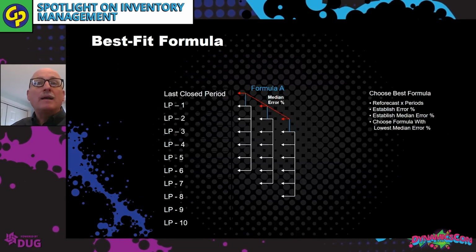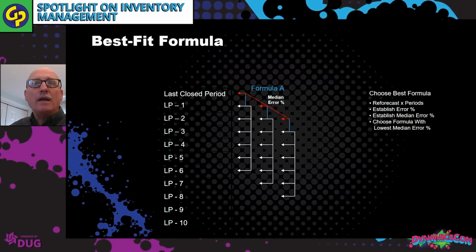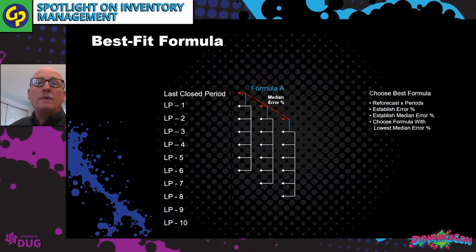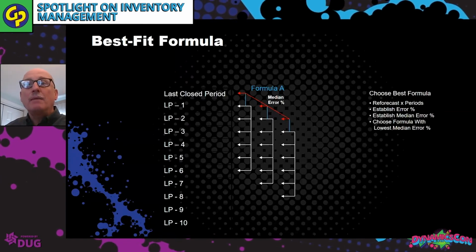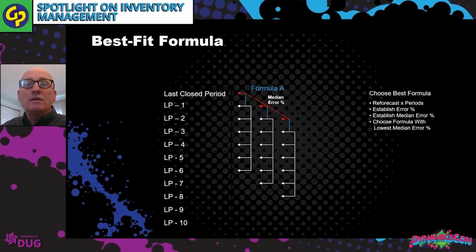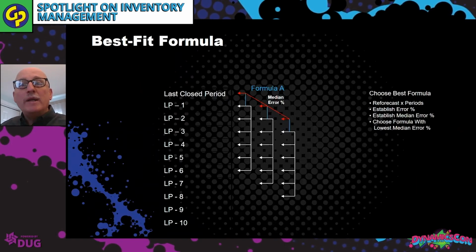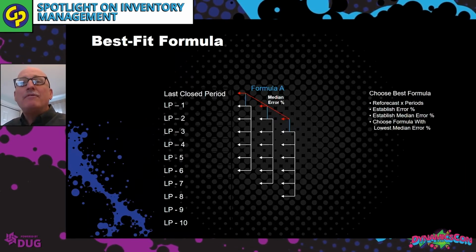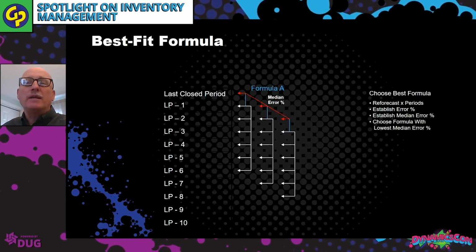Then we're going to step back and do the same thing. We're going to look and say, all right, what's the forecast if we forecast using LP2 through LP7, come up with a forecast, compare it, get a forecast error, and do it a third time. Now we've got 3 forecast errors. Well, a reasonable approach would say that formula probably would have the median error as an error percentage.